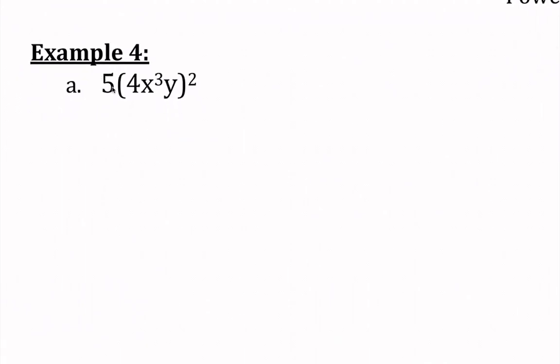Okay, on this next example, notice that this 5 is out front. It is not inside the parentheses. So this exponent does not belong to this 5. This exponent of a 2 will only belong to the stuff on the inside of the parentheses. So what I'm going to do for now is I'm going to drop down this 5.